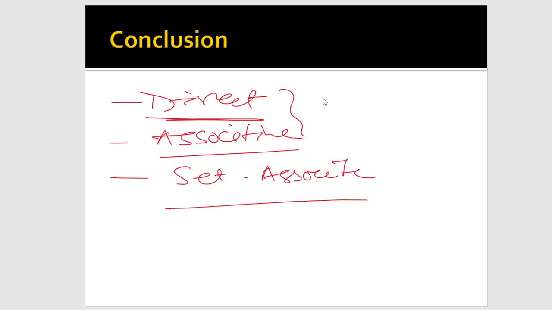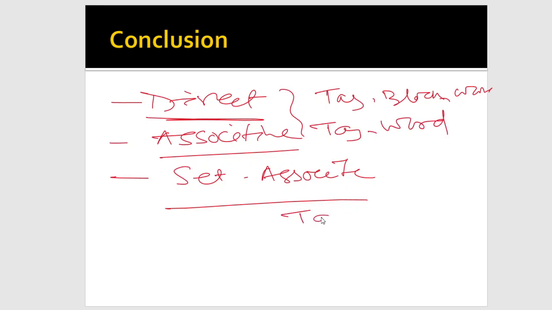The address lines used here are called tag, block, and word. In associative mapping we address it as tag and word. And set associative uses the address in the form of tag, set, and word. So this is the information about the different mappings, and the remaining topics on cache memory will be discussed in other videos.